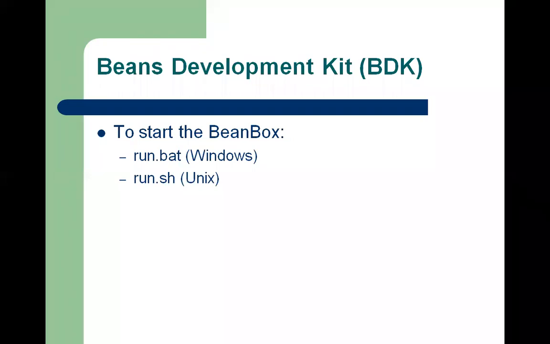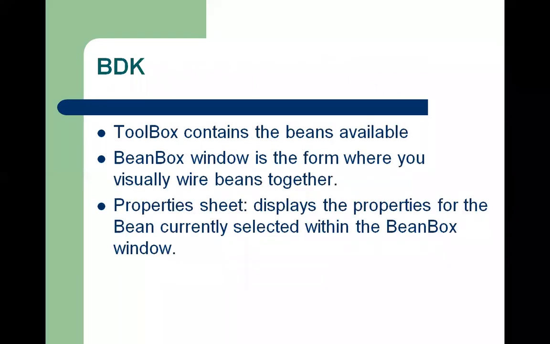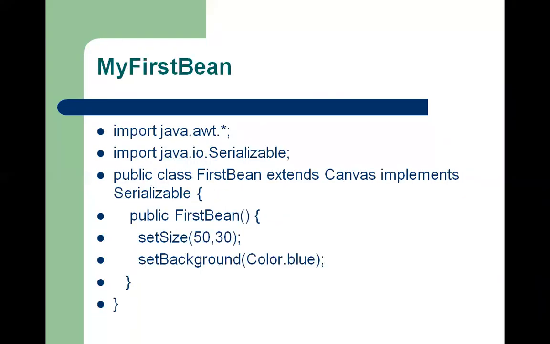To start the BeanBox, we need to have a Windows or a Unix platform. The toolbox contains the beans available. The bean window is the form where you can easily wire beans together. Property sheets, we have seen this. They display the properties for the bean currently selected within the BeanBox window. And this is the first bean program.